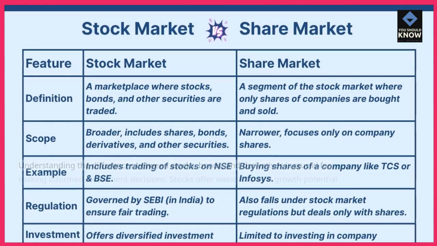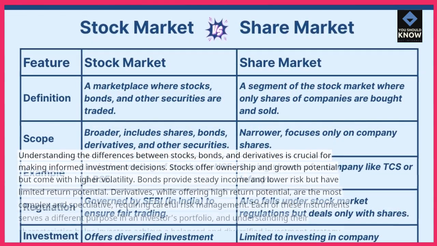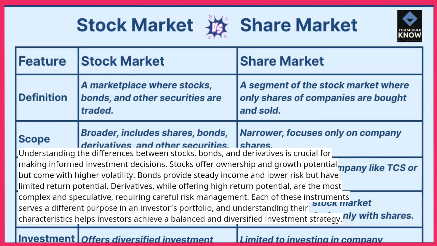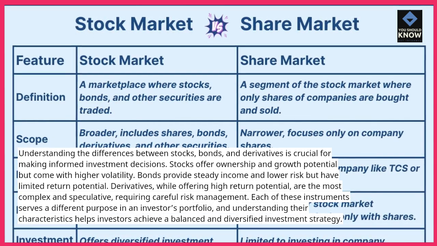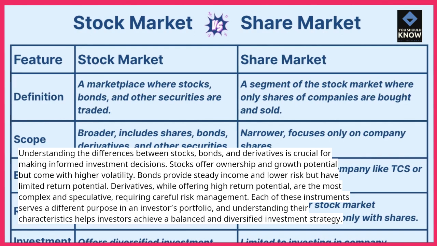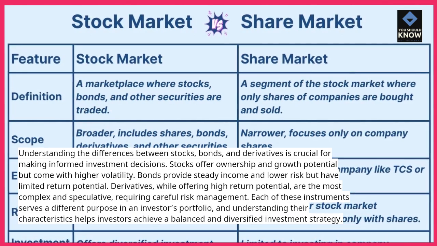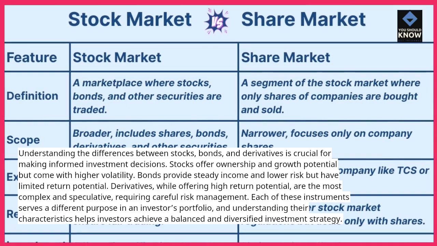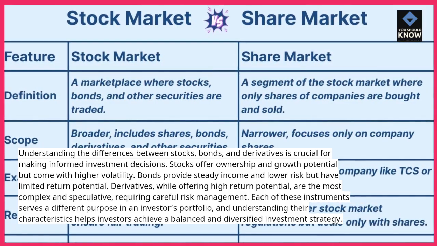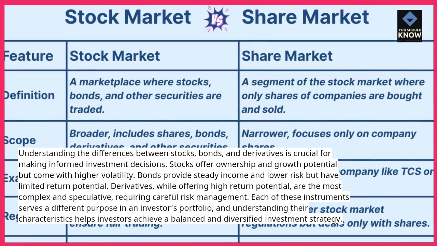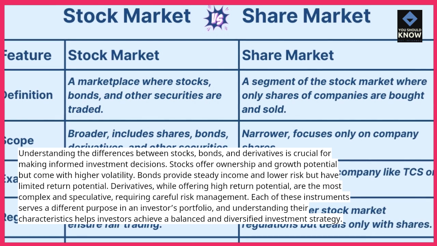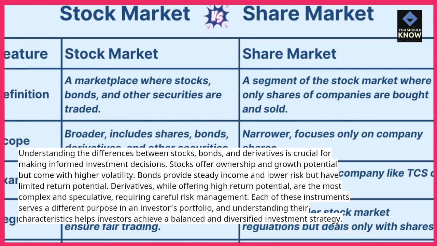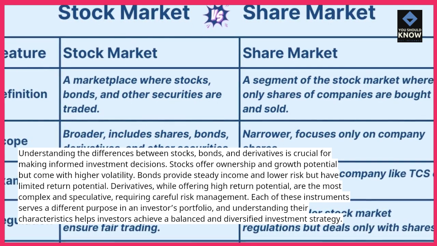Understanding the differences between stocks, bonds, and derivatives is crucial for making informed investment decisions. Stocks offer ownership and growth potential but come with higher volatility. Bonds provide steady income and lower risk but have limited return potential. Derivatives, while offering high return potential, are the most complex and speculative, requiring careful risk management. Each of these instruments serves a different purpose in an investor's portfolio, and understanding their characteristics helps investors achieve a balanced and diversified investment strategy.